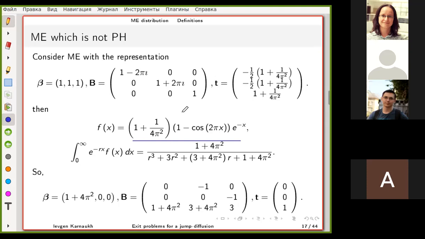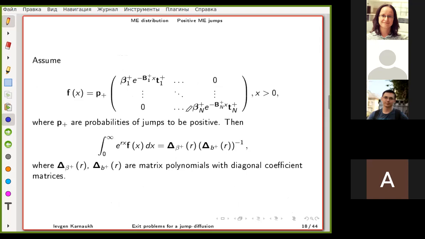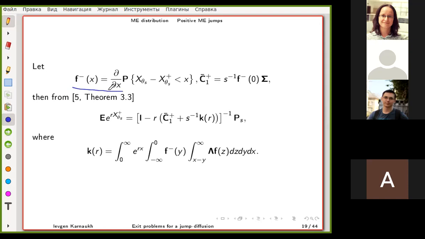So we assume that the positive jumps of our jump diffusion processes are ME distributed. That is the PDF for positive X of the following form. Here we have not just blocks, but scalar values, this is a diagonal matrix. In this case, our moment generating function for positive X can be represented as such a product of matrix polynomials with diagonal coefficients. So if we introduce some additional notation for the density of reflection at supremum and for some matrix C plus, then from the results of metrosage, we can use such representation of the moment generating function of our factorization, where function K can be defined more explicitly since we can find this integral.